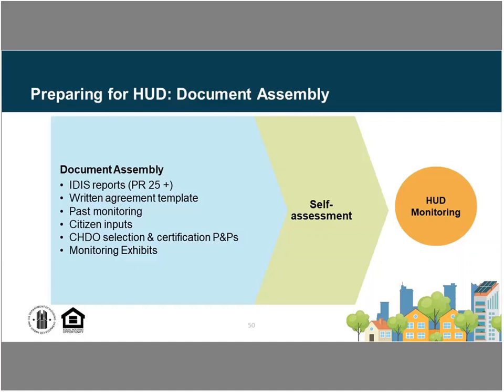HUD's going to want to look at your policies and procedures. As we mentioned also, when there is a finding of some kind, HUD's going to be looking back to the policies and procedures to try to determine, is this something where someone simply didn't follow your policy and procedure appropriately, or is it that your policy and procedure really isn't adequate to prevent the non-compliance from occurring?